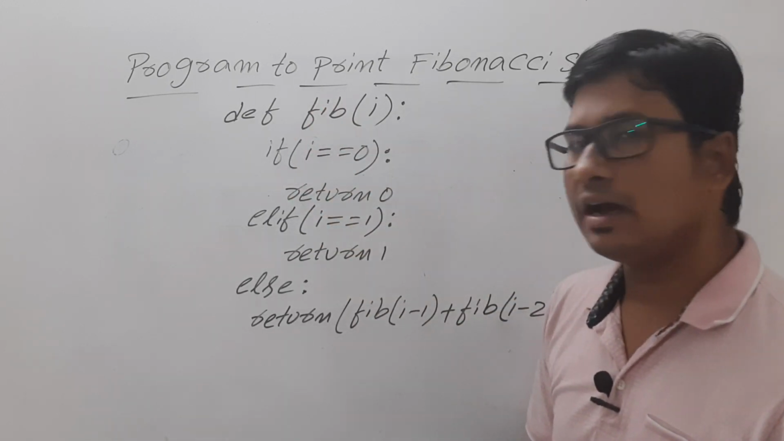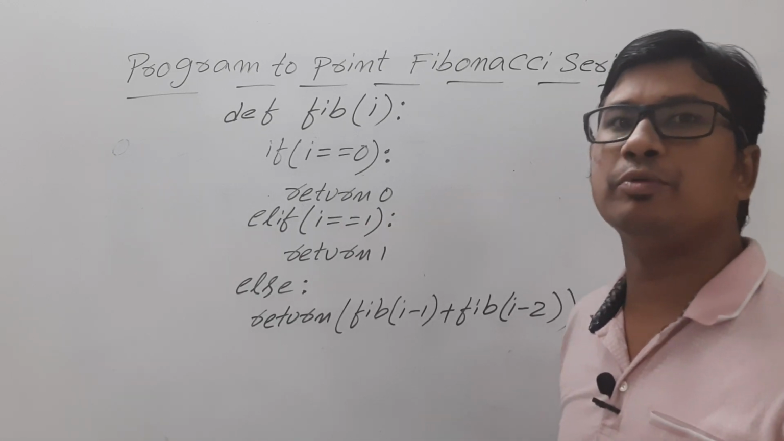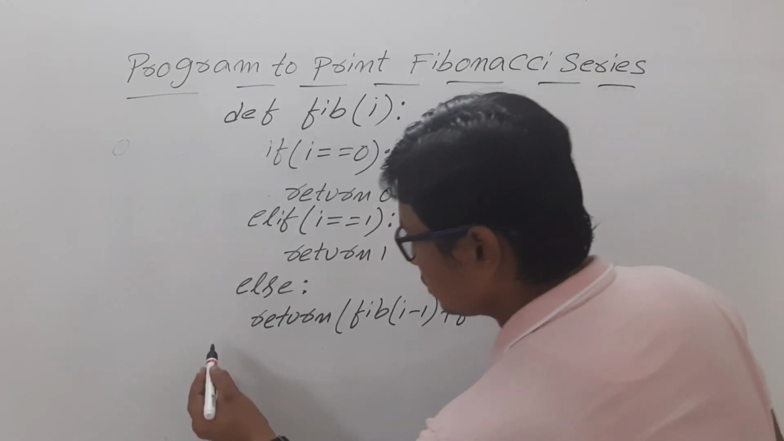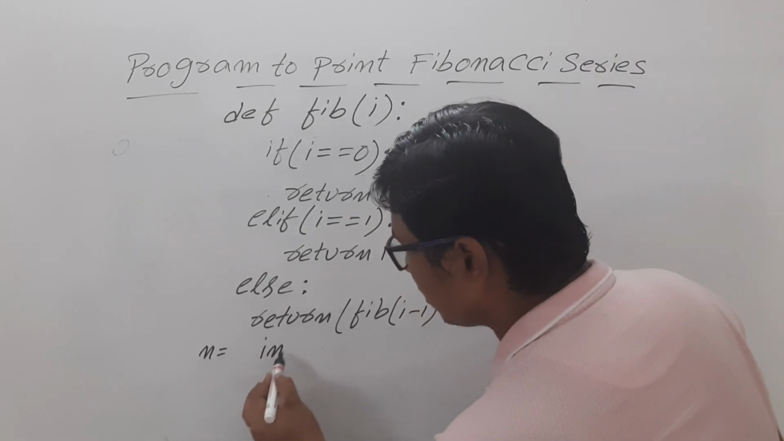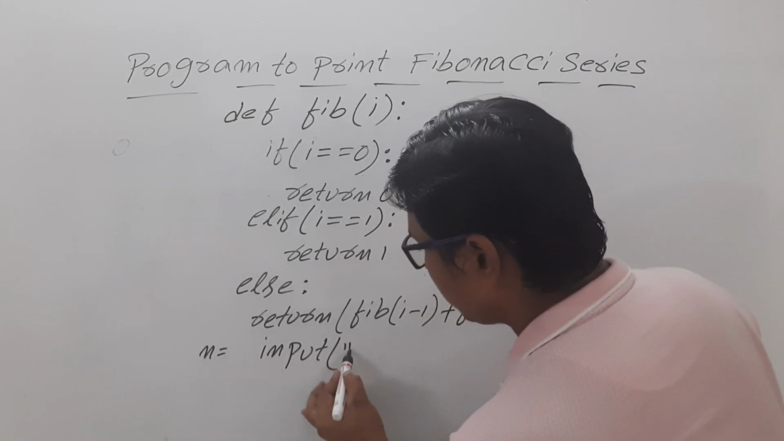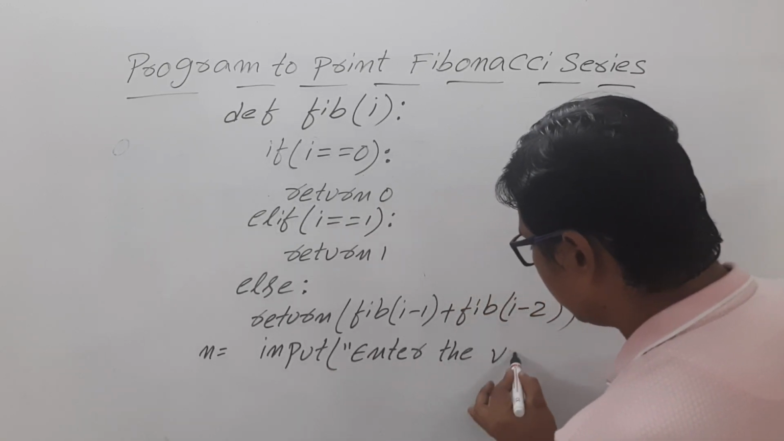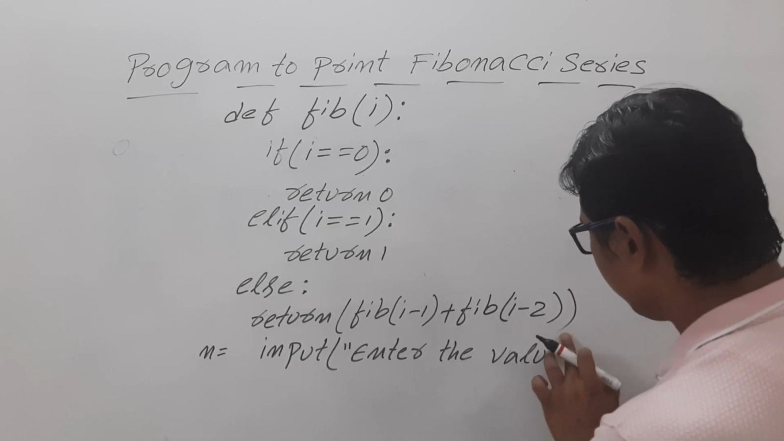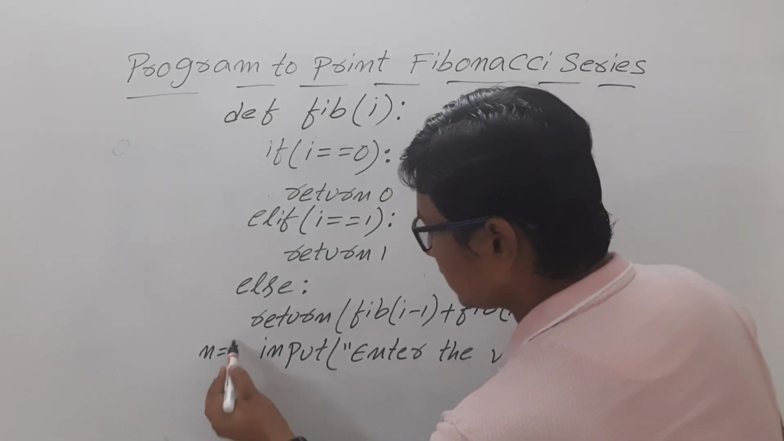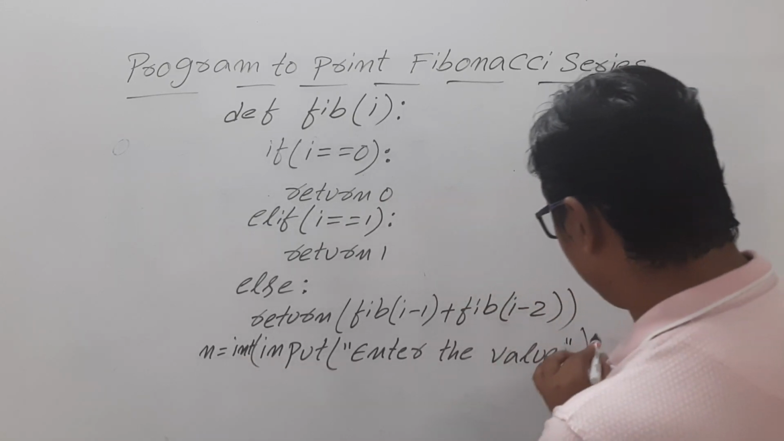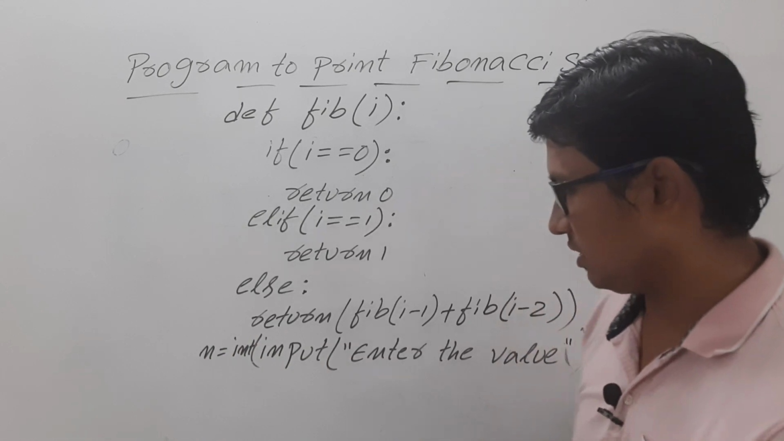Now let me ask the user to enter the n value. How many elements in the Fibonacci series you want to display? So you need to read the n value using the function called input. Enter the number of elements you want to display in the Fibonacci series. Once the user has entered, the input function will return it in the form of string, but I want to convert it into an integer, so I have done the typecasting.